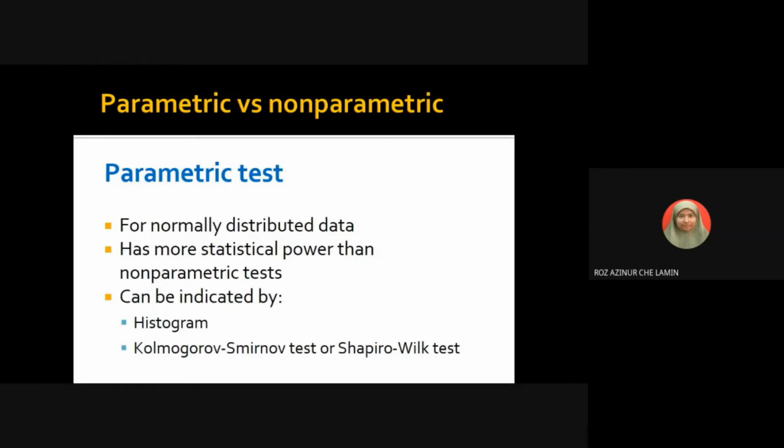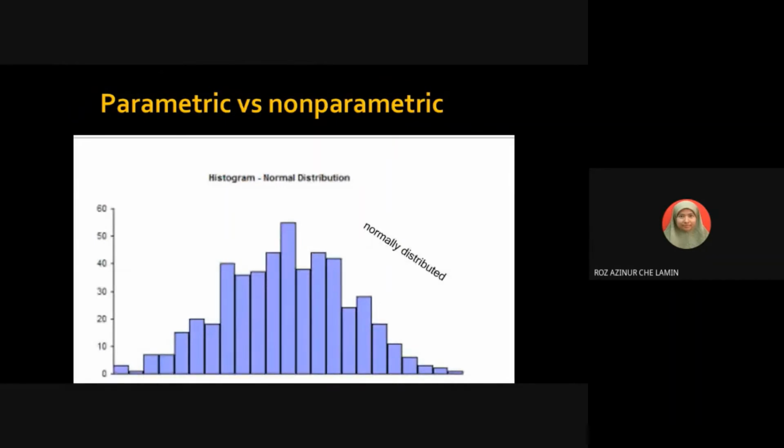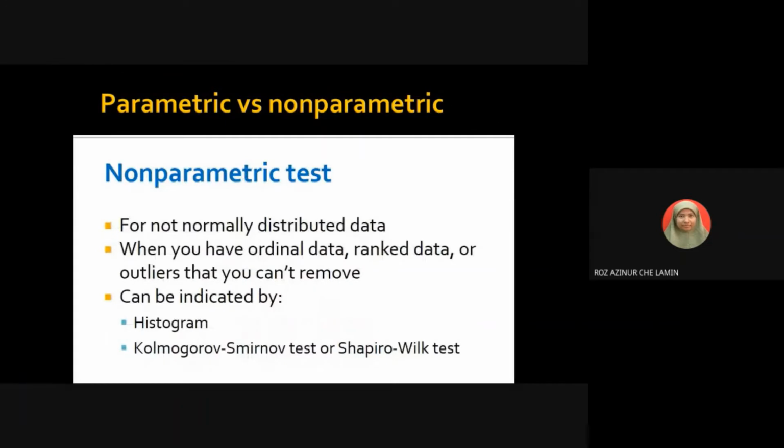What is a parametric test? Parametric test can be used for normally distributed data, has more statistical power than non-parametric tests, and it can be indicated by the histogram, Kolmogorov-Smirnov test, or Shapiro-Wilk test. For the parametric test, the data should be normally distributed. For the non-parametric test, it can be used for not normally distributed data.